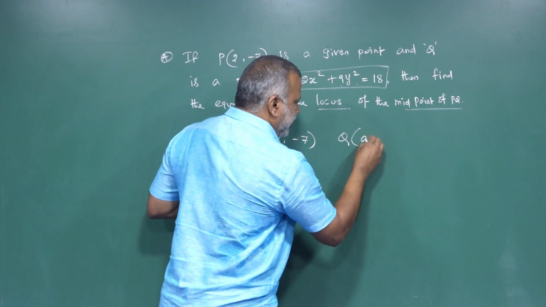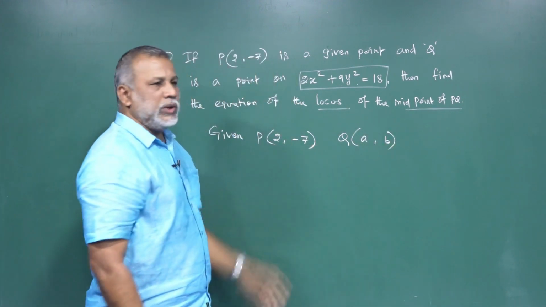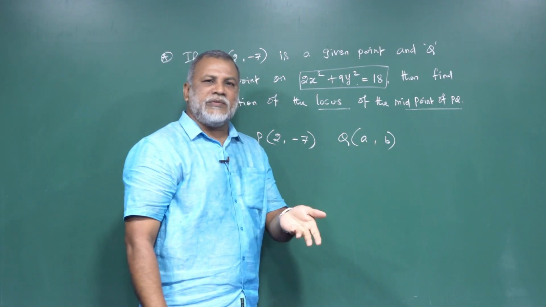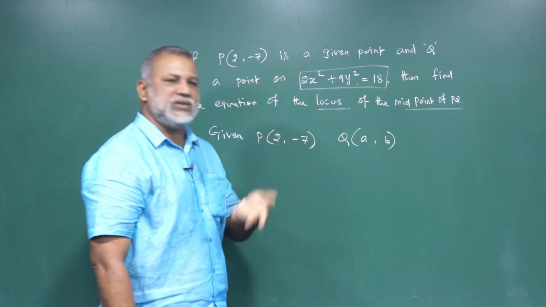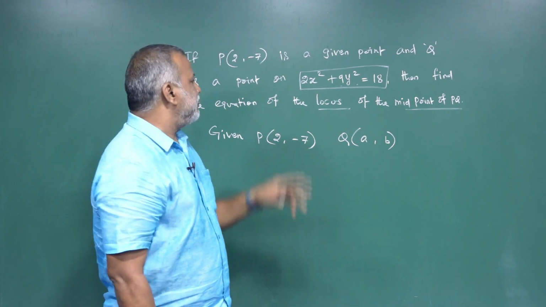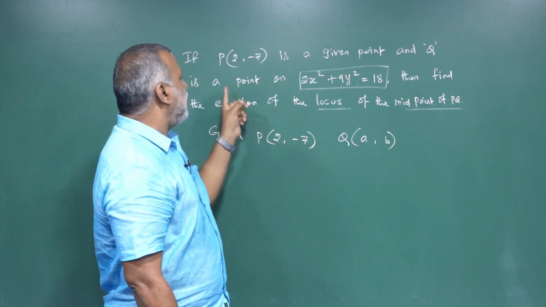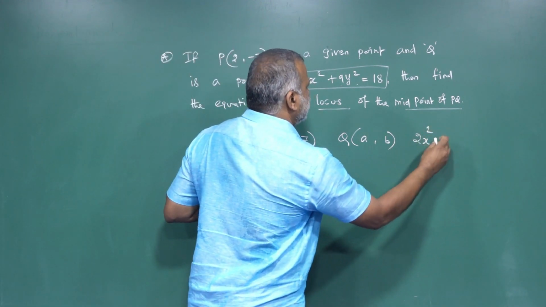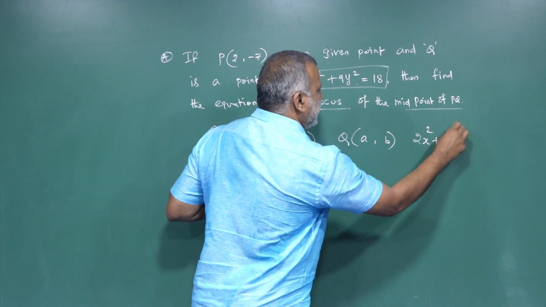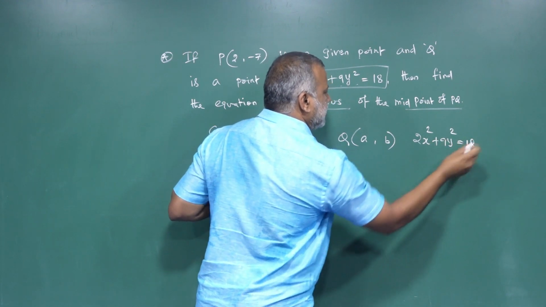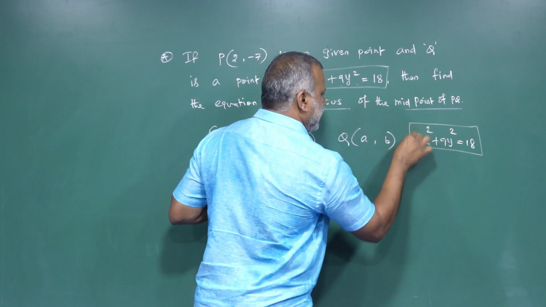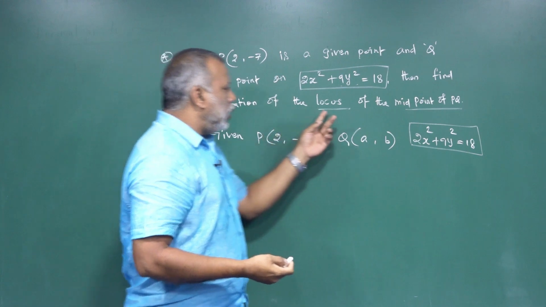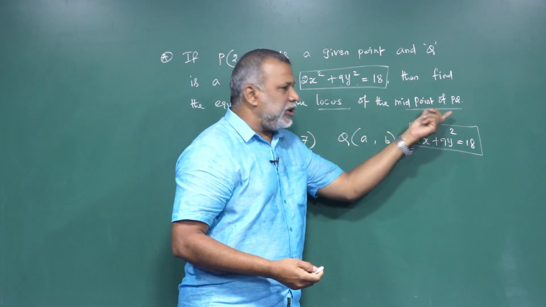So I can select Q as (a, b). Instead of a, b, you can select any numbers like h, k. Then this point is on the given equation, 2x squared plus 9y squared equal to 18. This is also in your given data. Then we have to find the locus of the midpoint of PQ.